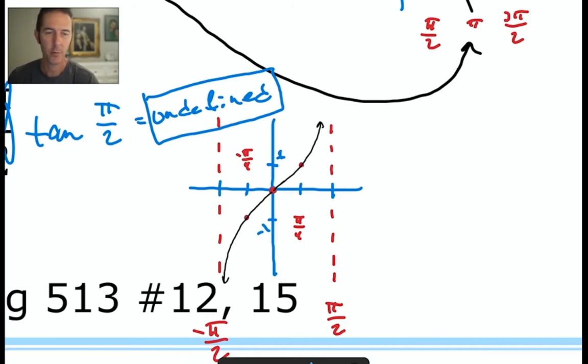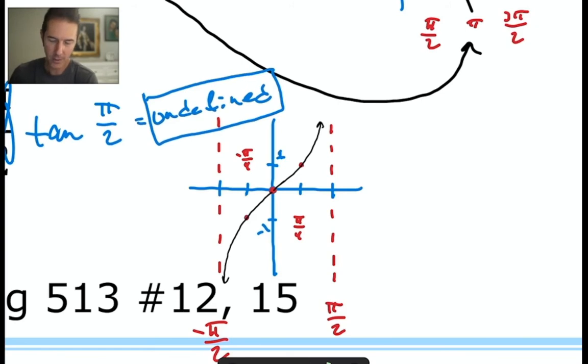Find negative pi over 4 on the x-axis. In this case, go down to the graph. And at that point, tell me what's the y value. If you said negative 1, you're correct. So if you want to write that down, the tangent of negative pi over 4 is equal to negative 1. What's the tangent of 0? That point has a y value of 0, so the answer is 0. The tangent of 0 is 0.